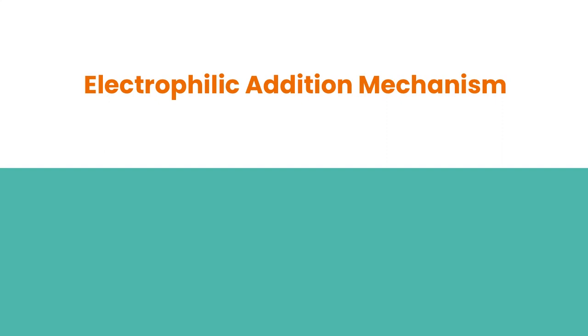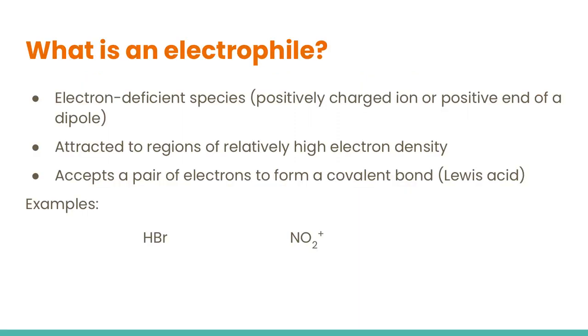In this video, we're going to take a look at the electrophilic addition mechanism. So first, before we get into this particular mechanism, we first need to define what is an electrophile. An electrophile is essentially the opposite of a nucleophile. So it's an electron deficient species. It could either be something that's positively charged, or it is the positive end of a dipole.